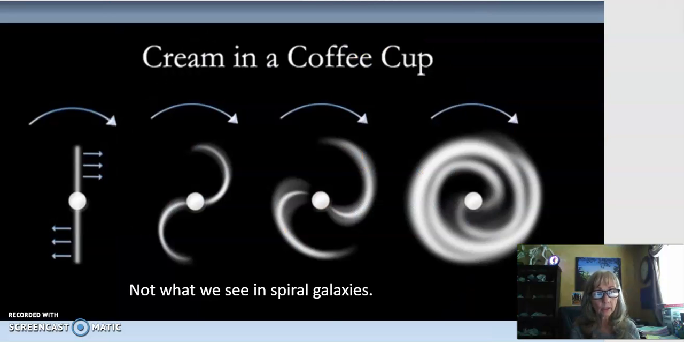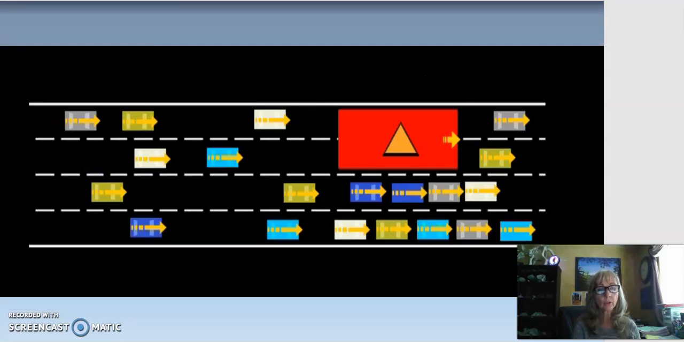So here's another example of the cream in the coffee cup thing, trying to figure out why we have these spiral arms and why they are acting the way they are. So this is what we think is going on. We think that there is what's called a density wave, and we liken it to a freeway. And there's road work going on the freeway where that orange triangle is.